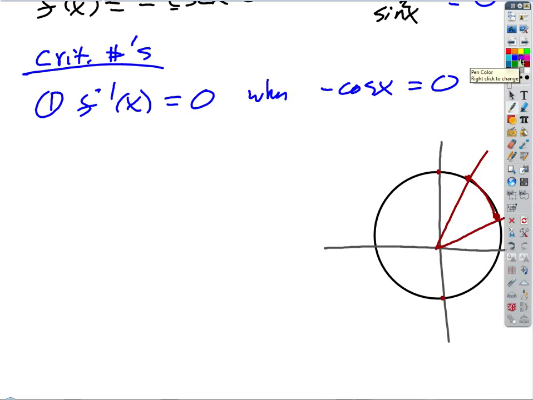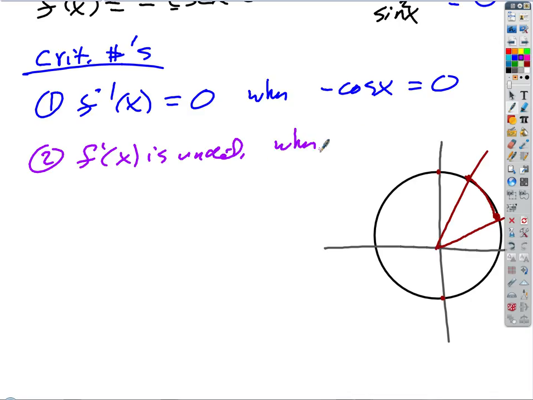None, yeah, none. We're just making a list of them, because if we're finding absolute extrema, we're just going to evaluate the function at all of the critical numbers and the endpoints and see what are the biggest and smallest values. Okay, what about the second kind? It's undefined. Yeah, when sine squared x equals 0. Well, where does sine equal 0?